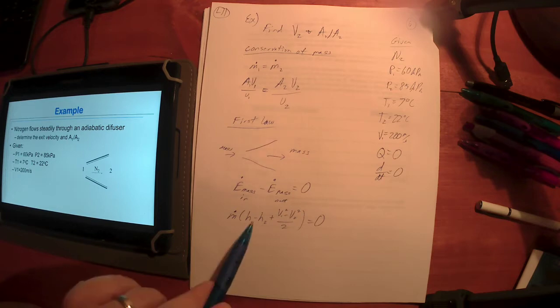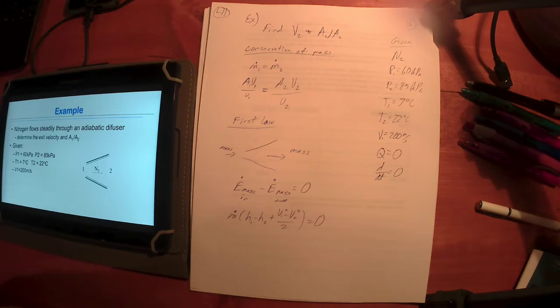Okay. What about my h's? How do we find h's? Well, the first question when you're trying to find a property, and a lot of people will say you could use property tables. Yes, but be careful. The first question really needs to be, what is your substance? If it's water or R134, yes, you have property tables, and we get really used to that. This is not water, and this is not R134. This is something different.